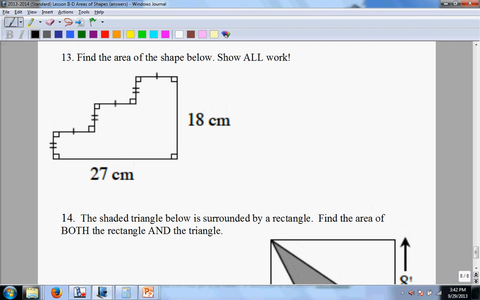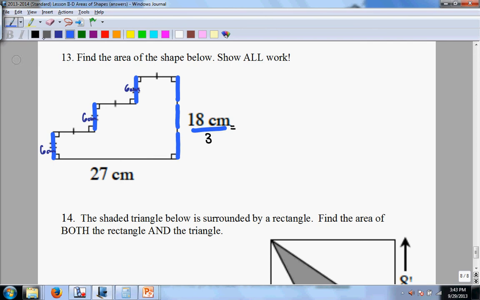Number 13 says, find the area of the shape below. The trick to this is to notice the hatch marks. See these hatch marks? 1, 2, 3. That means that it divides into 3 equal pieces. So let's draw them here. 1, 2, 3. So to find those, we simply do 18 divided by 3, and of course we get 6. So this is going to be 6 centimeters, 6 centimeters, and 6 centimeters.